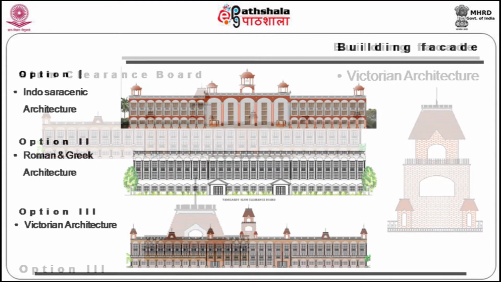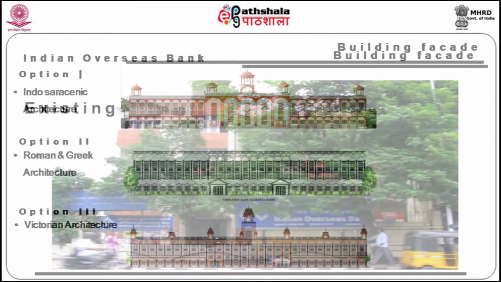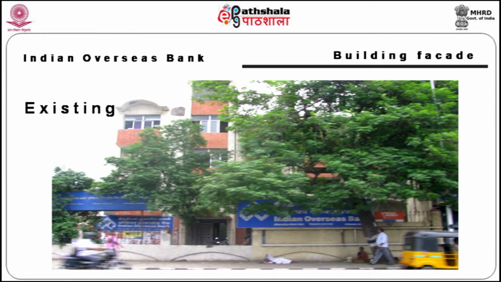So now we are going to show you all the three options: Indo-Saracenic, Roman and Greek architecture, Victorian architecture. How all the three contribute. Ultimately, the Indo-Saracenic looks good, so we have cleared that architectural style for this particular building. The next building we are going to talk about is Indian Overseas Bank. Of course, this is next to the Slum Clearance Board.